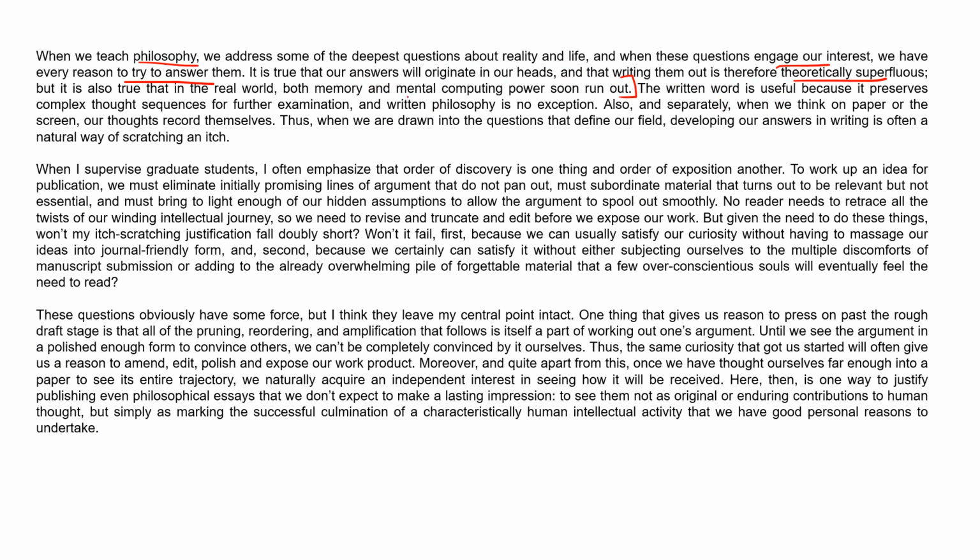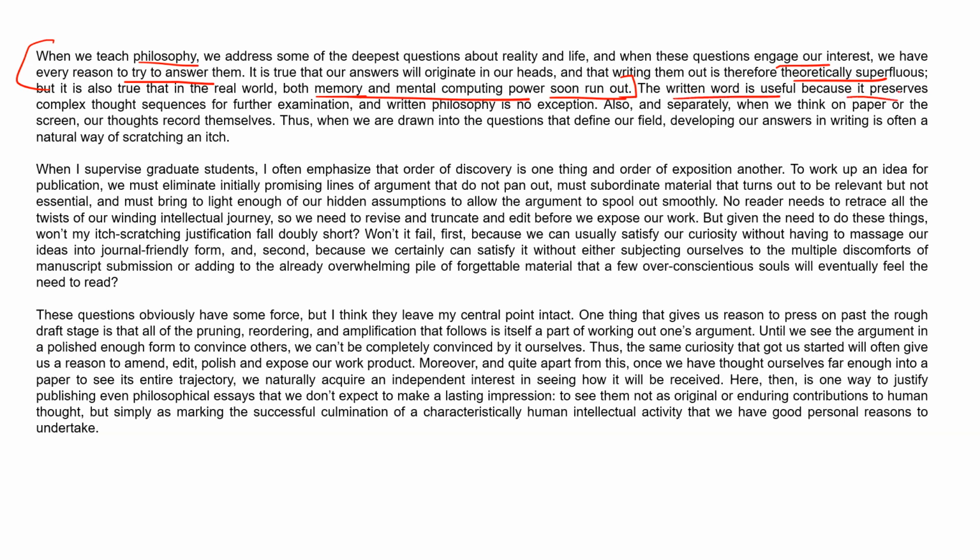But it is also true that in the real world, both memory and mental computing power soon run out. The thoughts that are emerging, the author is trying to suggest that we should write them. Though it might seem superfluous, meaning redundant, what is the need of writing it? But the answer is that memory or computing power is limited, mental. So we cannot keep those ideas in our heads. Therefore, we should write them.